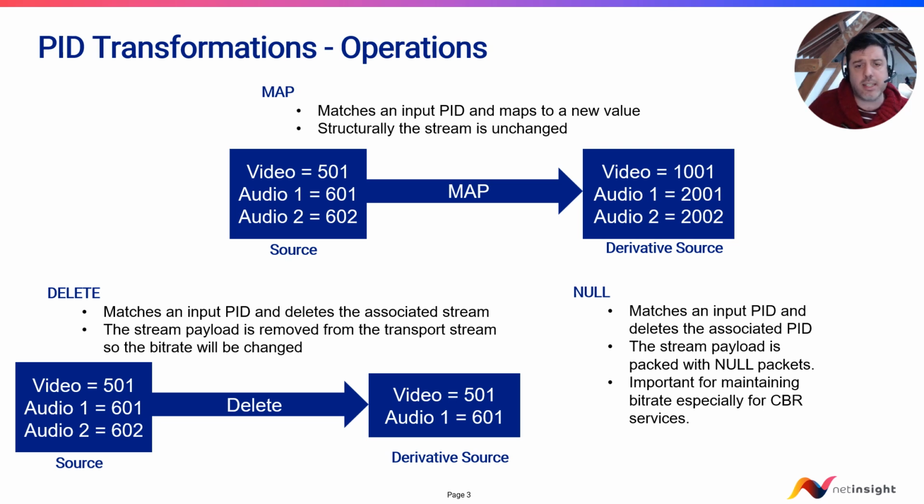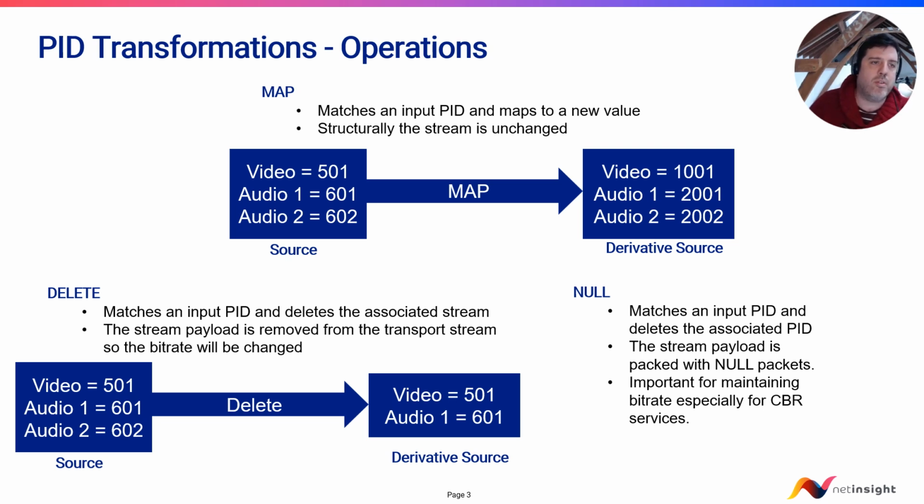The last case is a function called null, which does a very similar thing to delete. It matches an input PID and deletes the associated PID. But then the stream payload, the actual data for that stream, is packed with null packets. So this allows us to structurally maintain the bit rate, and this can be especially important when you're dealing with CBR services and appliances that need a CBR, a constant bit rate stream, to be delivered to them. So a particular use case.